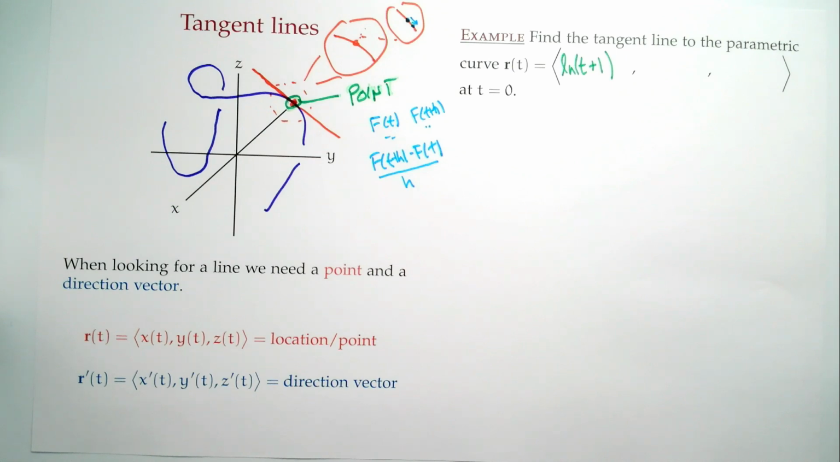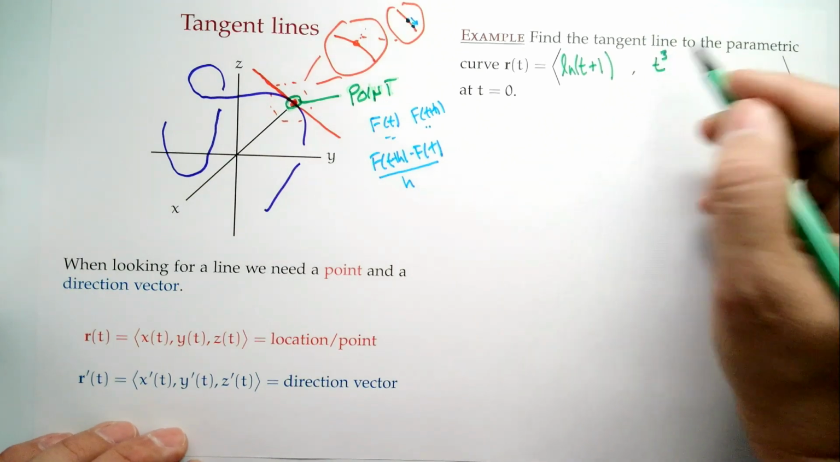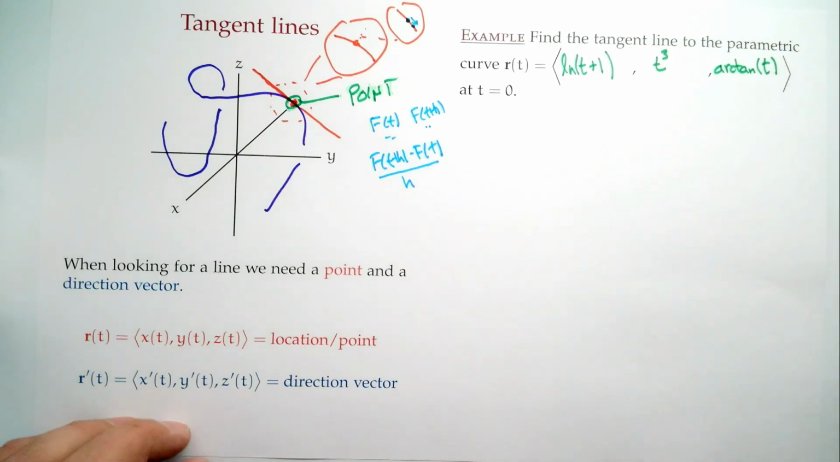Okay, what else? Arctan of t. T cubed and arctan of t. Someone knows how to pander to the instructor. All right, good. These are all wonderful choices.